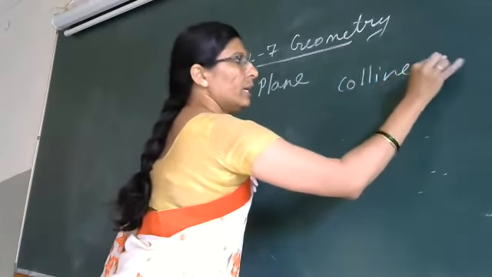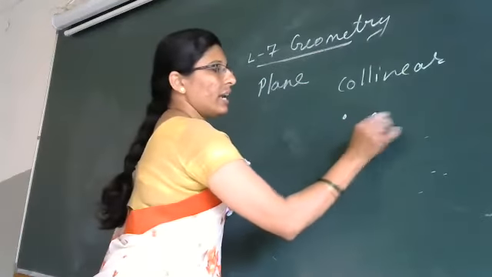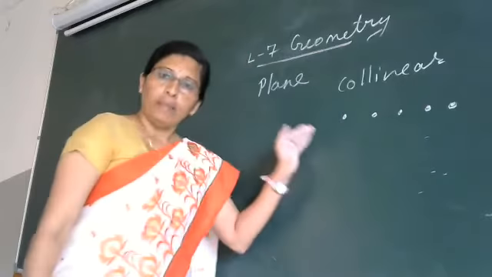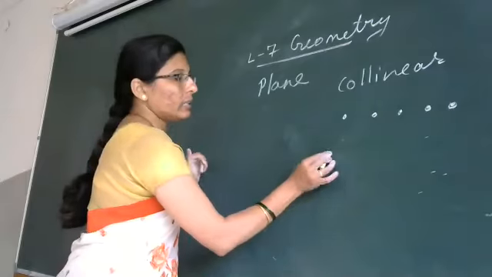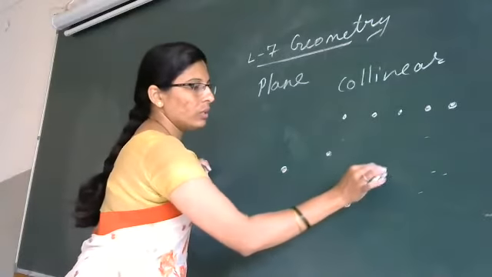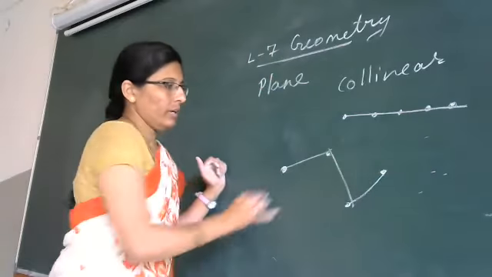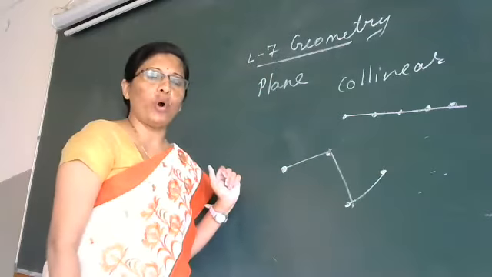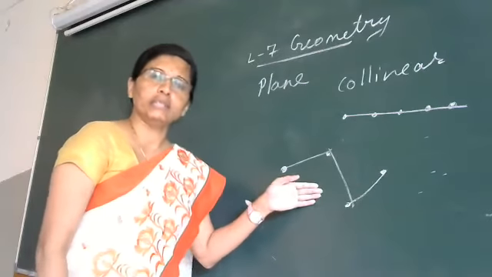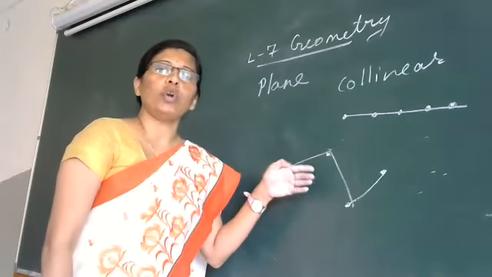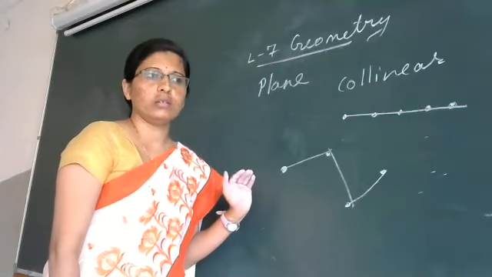Now here I had a doubt: collinear and non-collinear. Collinear means if three or more points are given, those points are in a straight line. Points arranged in a straight line are known as collinear points. And the points which are arranged anyhow: see, if I draw a line here, I am getting a straight line. If I join these points, I am not getting a straight line, I am getting a zigzag. These points are non-collinear. These points are collinear. Understood?